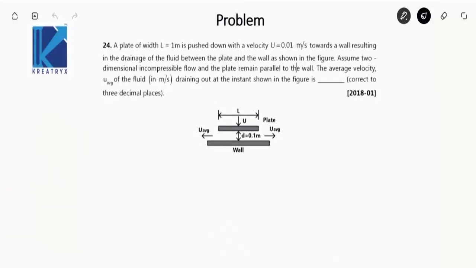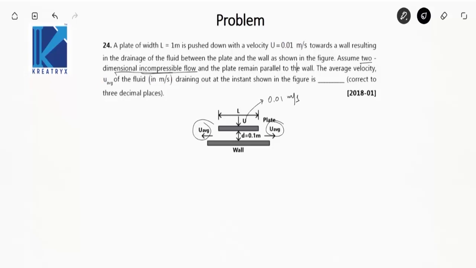A plate of width L equal to 1 meter is pushed down with a velocity 0.01 meter per second towards a wall, resting in the drainage of the fluid between the plate and the wall as shown in the figure. Assume two-dimensional incompressible flow, and the plate remains parallel to the wall. The average velocity draining out at the instant shown, you have to find u average. This u has been given as 0.01 meter per second.